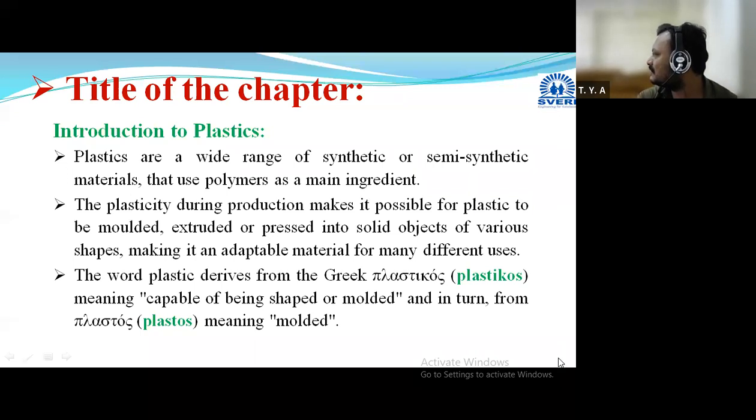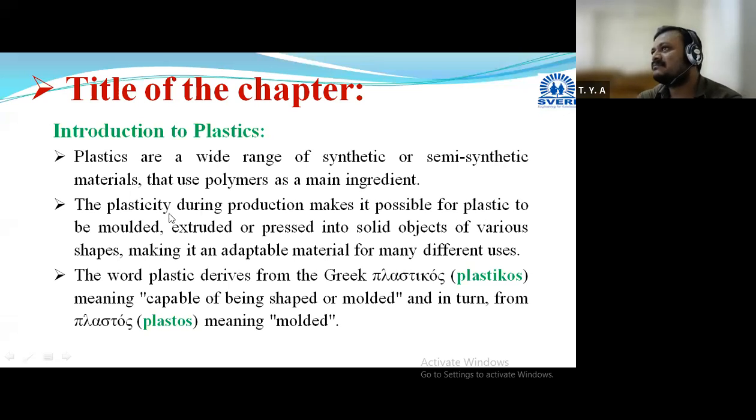I can continue. So now, in this way, the word plastic is derived. The material which can be shaped or molded is termed plastikos in the Greek language, and from that the word plastic is derived.